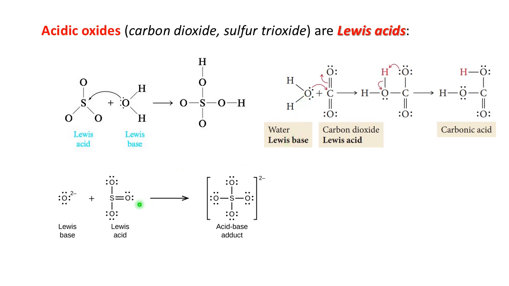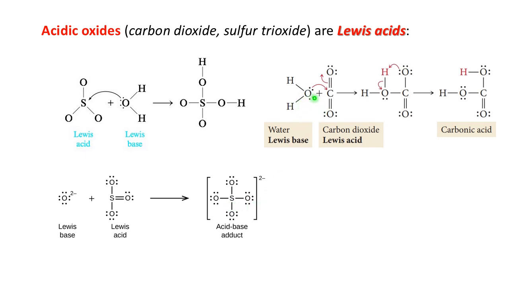The next example is simply taking oxide ion, O2 minus, and reacting it with the same SO3. You have the tetrahedral sulfate ion, 4 bonds around 1 sulfur.